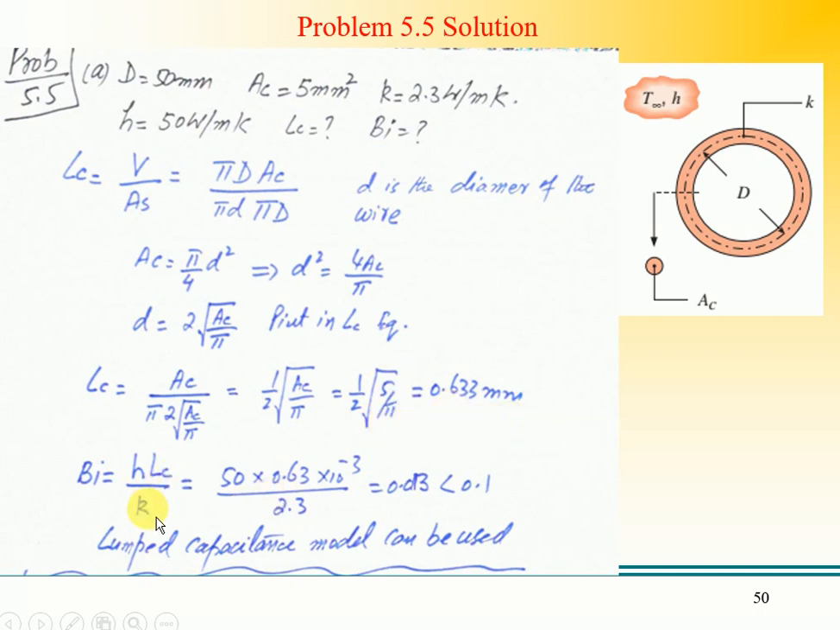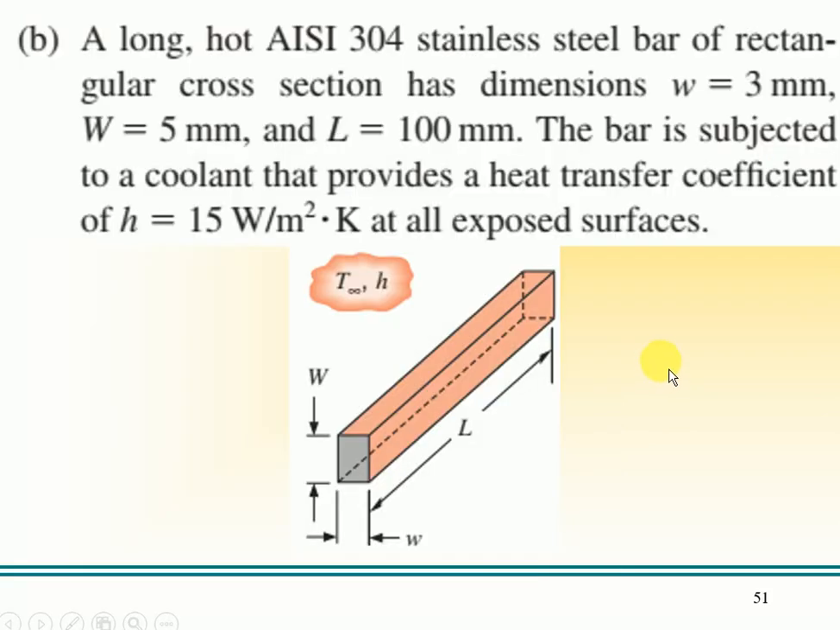Now the Biot number is h Lc by k, with h equal to 50. And of course, I put the value of the characteristic length and get 0.013, which is less than 0.1. The lumped capacitance model can be applied. So the most important thing is to find the surface area and the volume, to find Lc, and that is the only challenging thing in these types of questions.